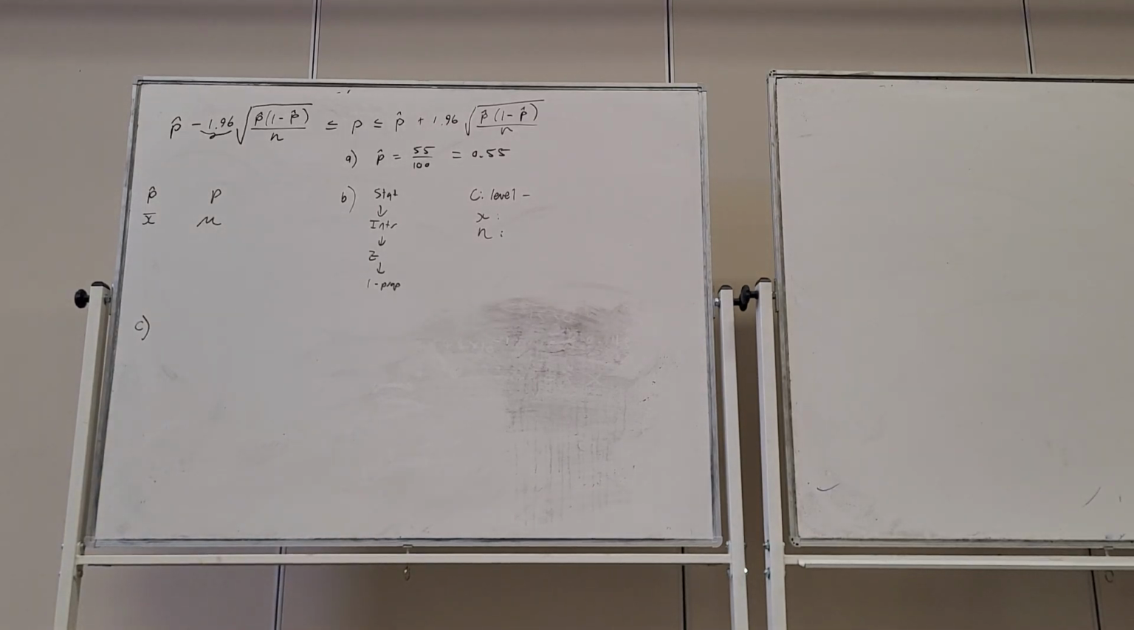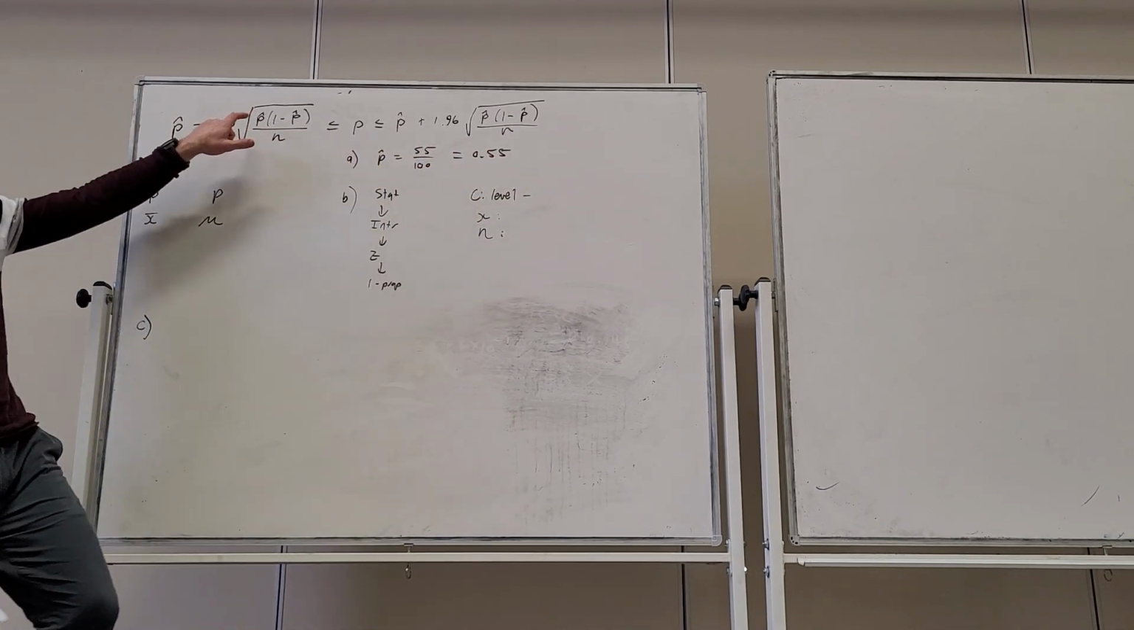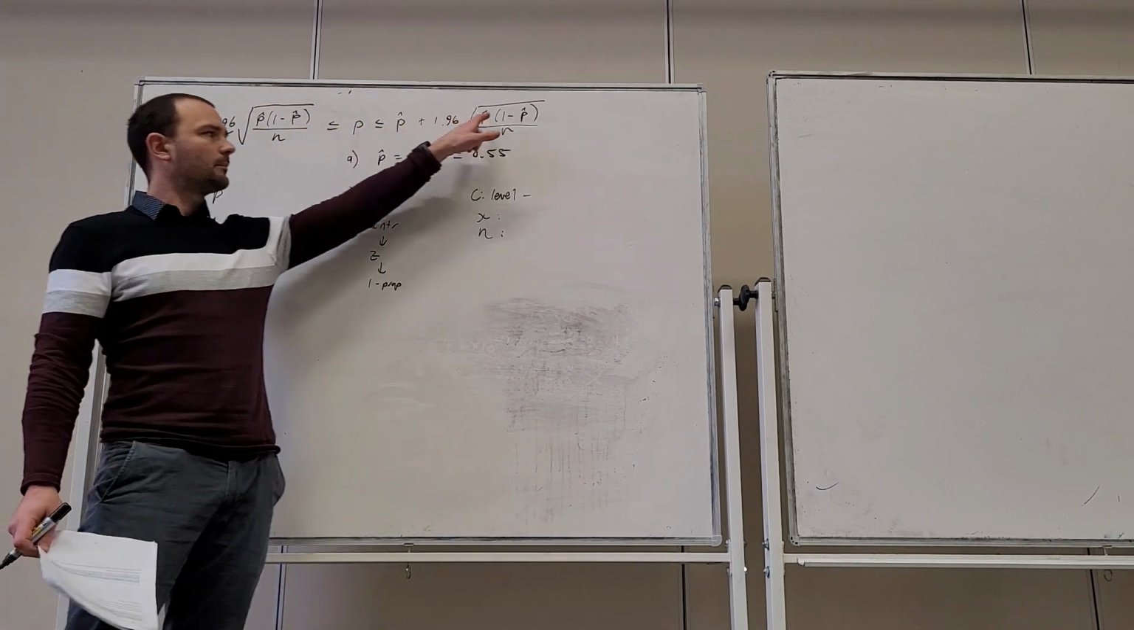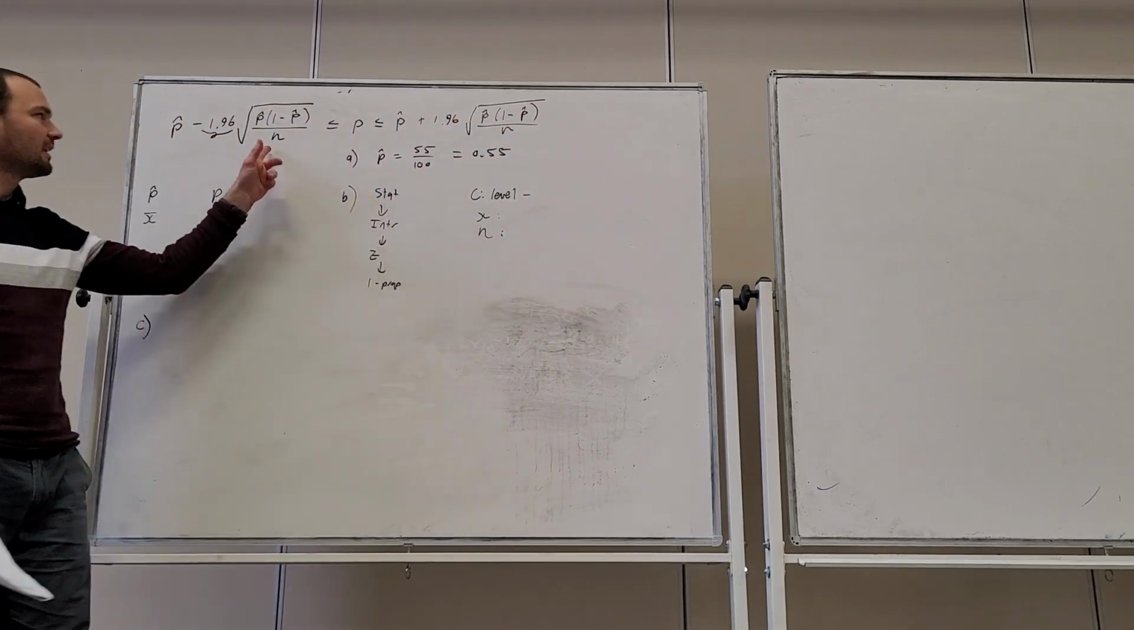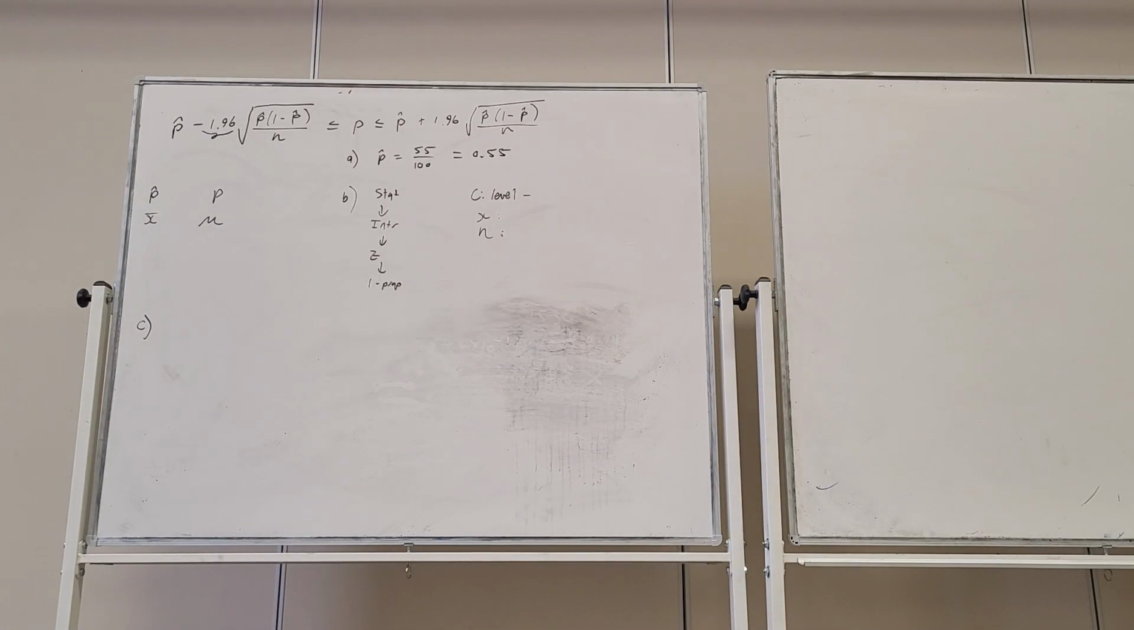Part B, construct the 95% confidence interval. If we were to do it manually, we would put 0.55 everywhere there's a p hat, and we'd put n is 100 everywhere there's an n. And we could process that and find the lower and the upper.